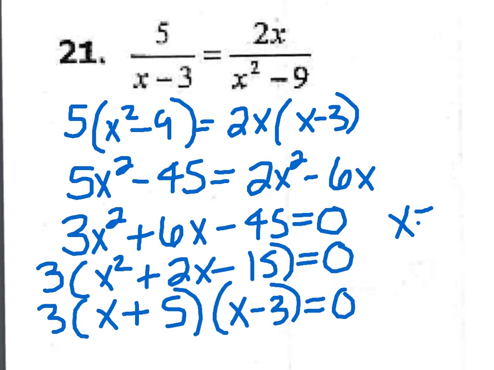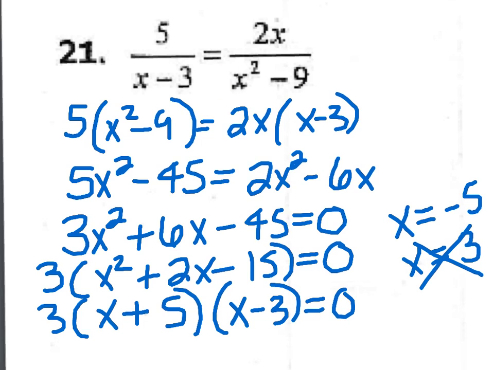When I set x plus 5 equal to 0, I get x equals negative 5. When I set x minus 3 equal to 0, I get x equals 3. When I plug these back in, negative 5 works. 3 makes this denominator equal to 0. It actually makes that one equal to 0 as well. But remember, if it only makes one of them equal to 0, that's enough for us to know it's extraneous.